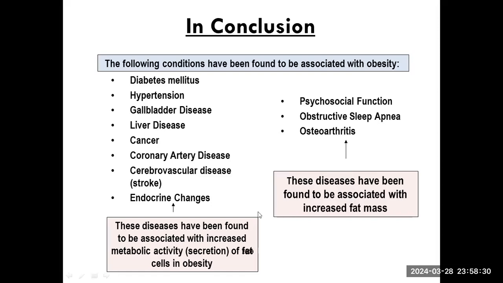So the first one, on the left side, leads to diabetes mellitus, hypertension, gallbladder disease, liver disease, cancer, coronary artery disease, cerebrovascular disease, that is stroke, and endocrine changes. The diseases associated with the increased fat mass are psychosocial dysfunction, obstructive sleep apnea, and osteoarthritis. Thank you.